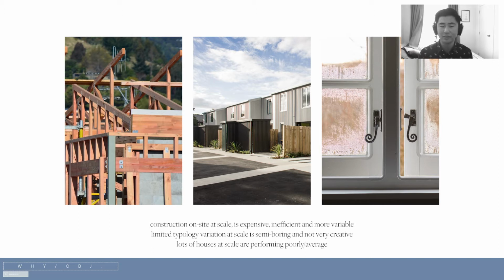The second problem is that because we are using traditional construction, we tend to resort to a limited typology variation. Usually we'll have 4 to 6 typologies that we'll just copy and paste, and this is usually fine when you're doing a townhouse development, but when you're doing whole suburbs and whole areas, new regions, it gets pretty monotonous and it's architecturally not very exciting.